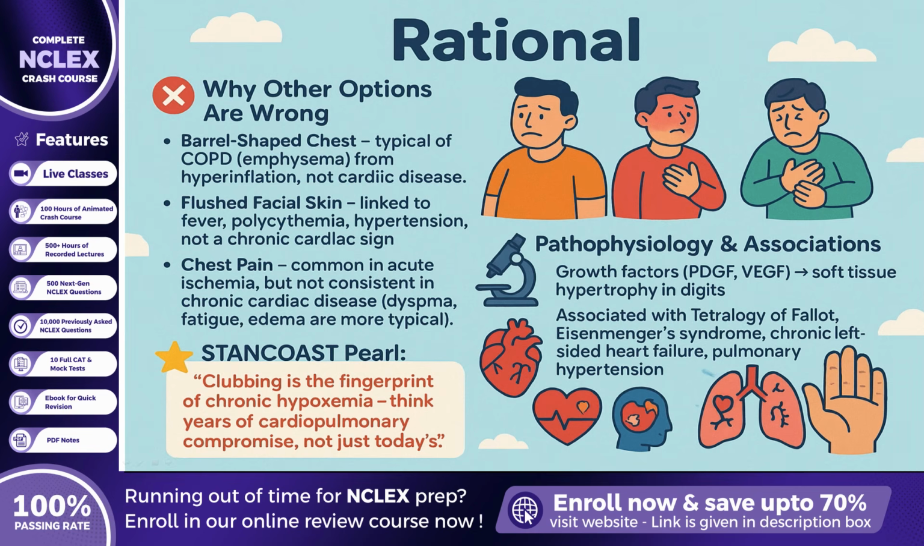Pathophysiologically, chronic hypoxemia stimulates growth factors such as platelet-derived growth factor and vascular endothelial growth factor, leading to soft tissue hypertrophy in the distal digits. Associated diseases include chronic cyanotic congenital heart defects, like tetralogy of Fallot and Eisenmenger's syndrome, as well as long-standing left-sided heart failure and pulmonary diseases that contribute to cardiac strain.